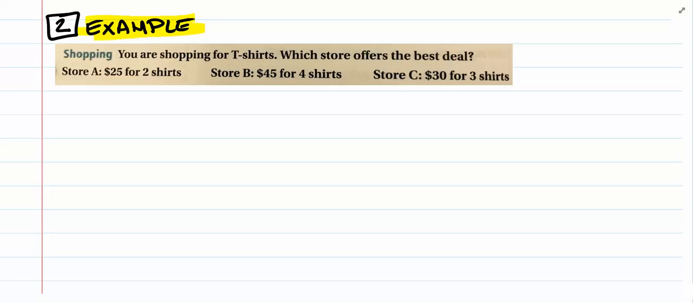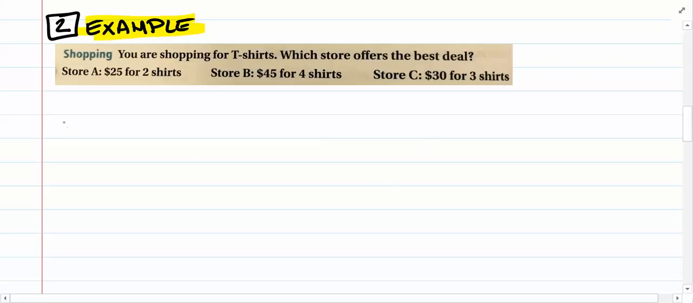Let's do an example together in box number 2. It's about shopping. You're shopping for t-shirts. Which store offers the best deal? You have store A, which gives you $25 for 2 t-shirts. Store B, $45 for 4 t-shirts. Or store C, $30 for 3 t-shirts. So what we want to do is create a ratio.